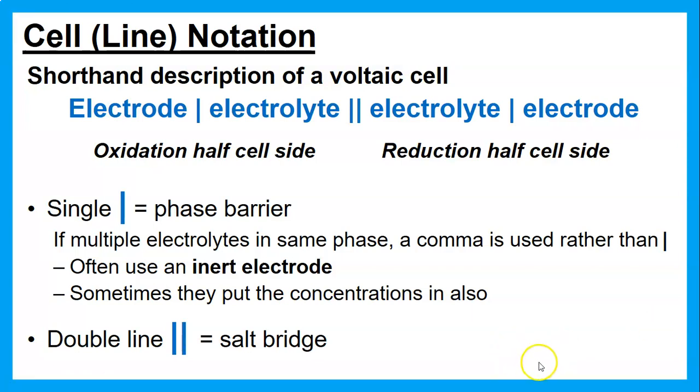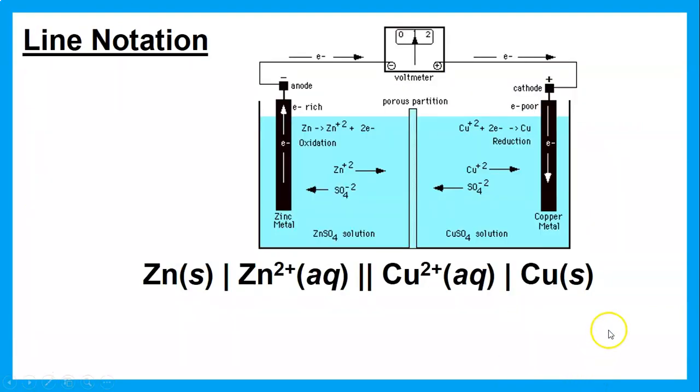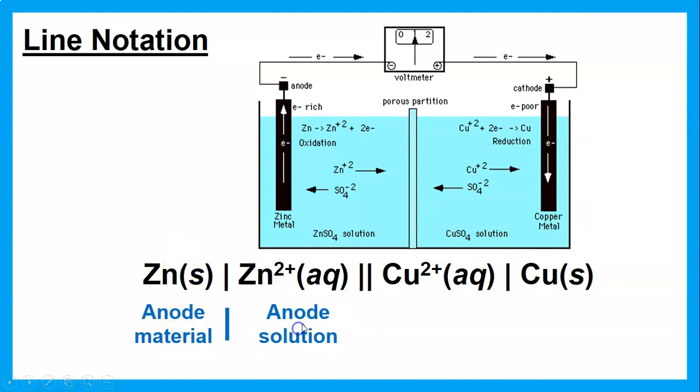So what this might look like would be this. We have zinc metal on one side, we have copper metal on the other. We have zinc ions floating around and copper ions floating around. This is the anode. This is the electrolyte solution that the anode is in. The salt bridge separates them.